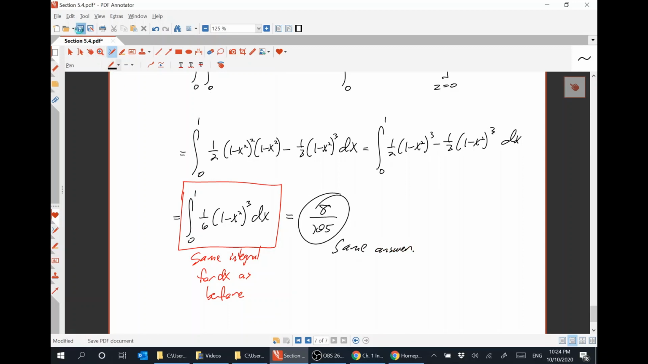All right, so that's two calculations of the same integral. You can do it, of course, in 4 more ways, but we're not going to do all those.